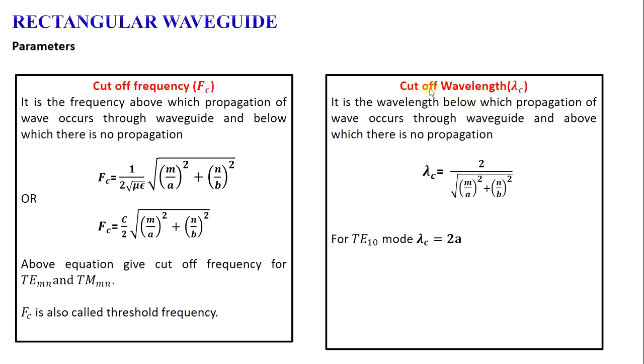The second parameter is cutoff wavelength, and it is denoted with lambda c. It is the wavelength below which the propagation of wave occurs through the waveguide and above which there is no propagation. So lambda c is given as 2 divided by under root of (m by a) whole bracket square plus (n by b) whole bracket square. For the dominant mode, that is a TE10 mode, at which we get the lowest cutoff frequency, the cutoff wavelength lambda c is equal to twice of a, where a is the width of rectangular waveguide.